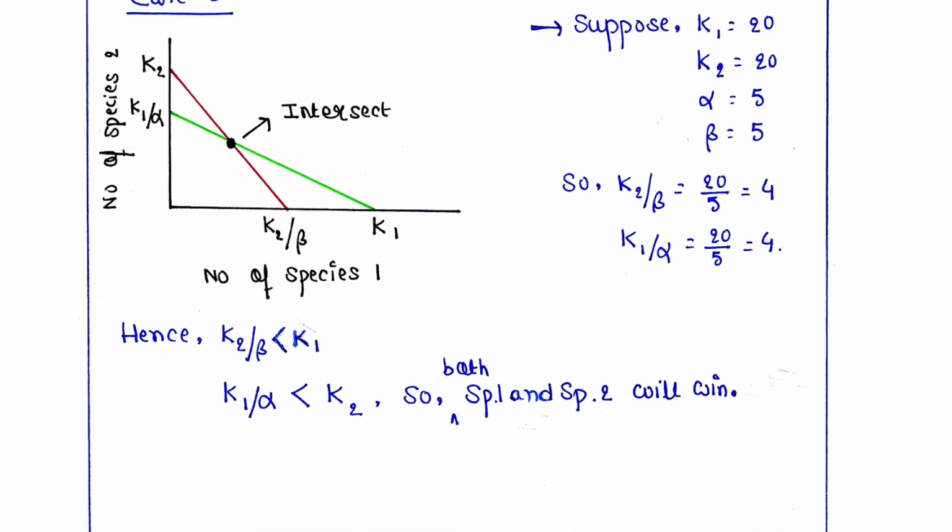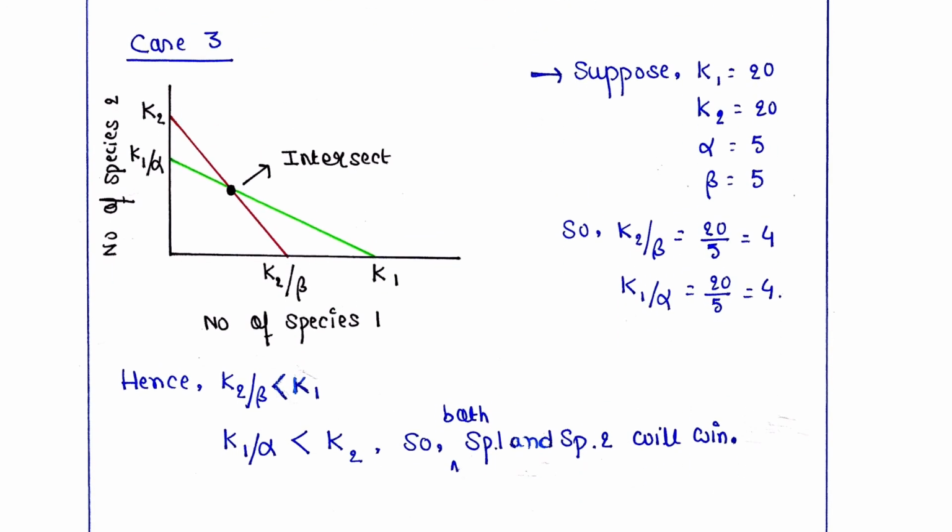Now we will see case 3. This is one more interesting case. Here K1 is 20, K2 is 20. That means the carrying capacity for both species 1 and species 2 is the same for nature. Both are 20. Alpha is 5, beta is 5. That means the killing capacity is the same for both of them. The impact is the same and the carrying capacity is also the same. So K2 by beta is equal to 20 by 5, which is equal to 4, and K1 by alpha is equal to 20 by 5, which is equal to 4.